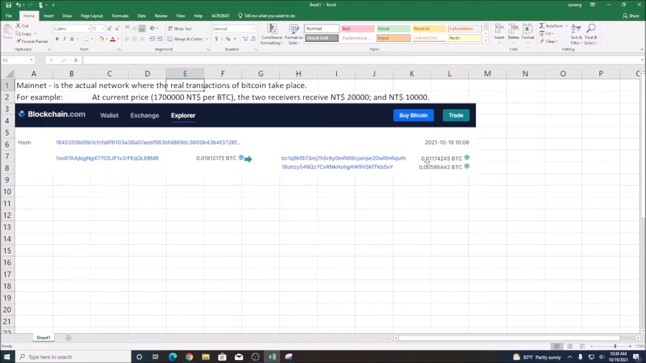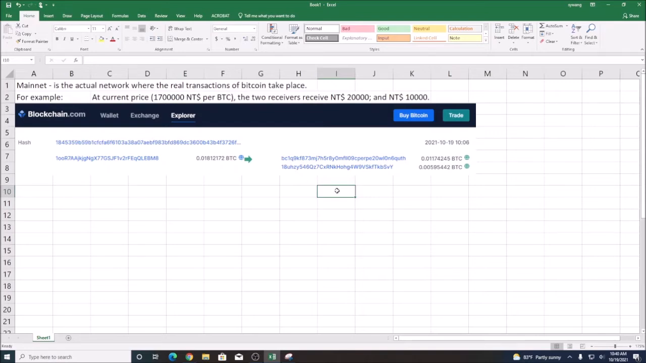When we see these two receivers, at the current price of around 1.7 million NT for Bitcoin, this is a sender on the left-hand side, and these two are receivers on the right-hand side. These two receivers would receive respectively about 20,000 NT and about 10,000 NT, right? So this is all on the mainnet.